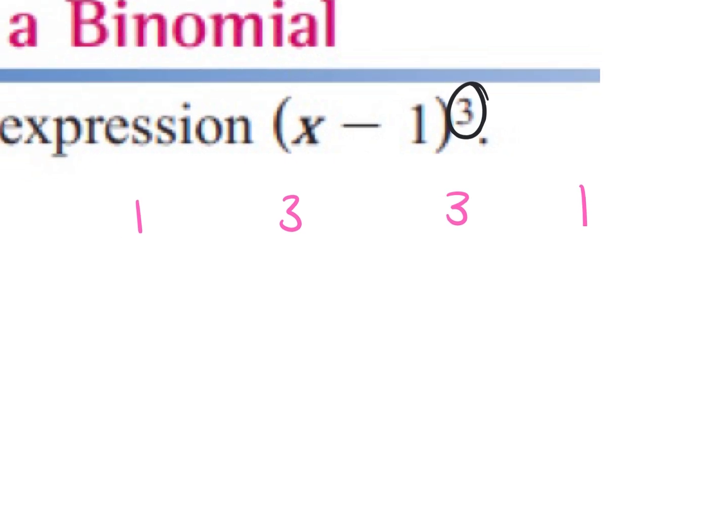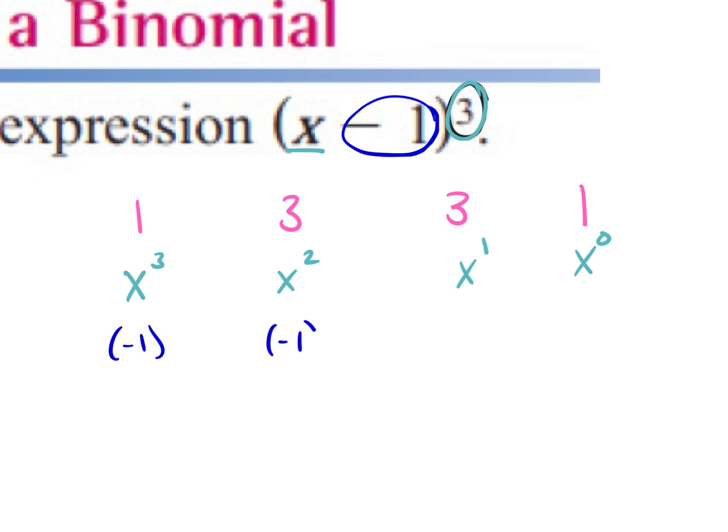Now our first term is x, so I'm going to start with x to what power? X to the third power, perfect. And we're going to decrease from there. So then x to the second power, x to the first power, and x to the power of 0. Then I have a negative 1 as my next term. If you want to, you can keep the negative with it. So I'm going to say negative 1.